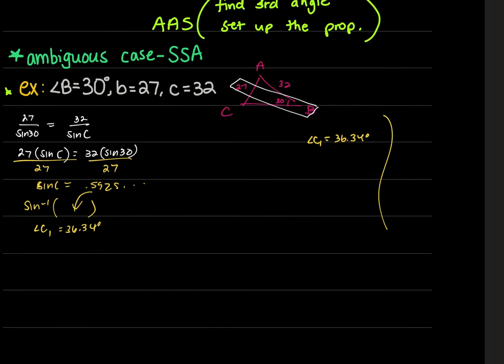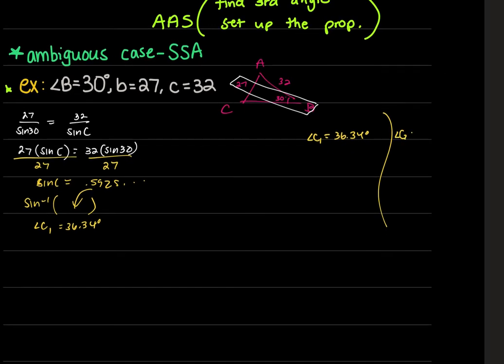And then for the second triangle, I would start by doing 180 minus that. So 180 minus 36.34, I think we've done this example before. Well, just that angle at least, is 143.66.